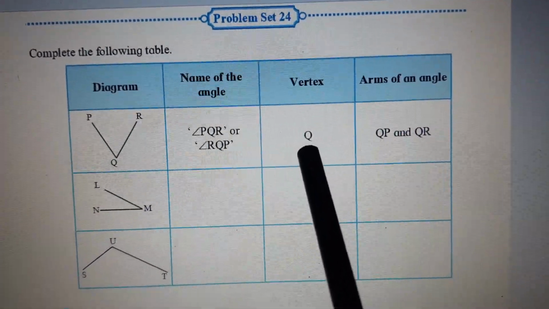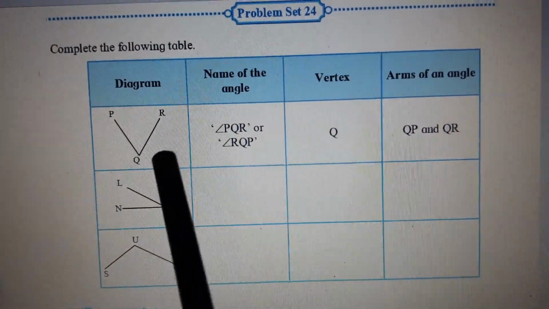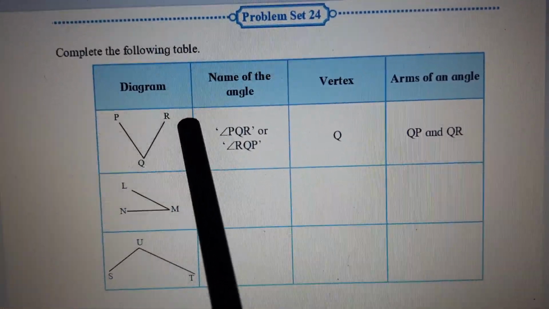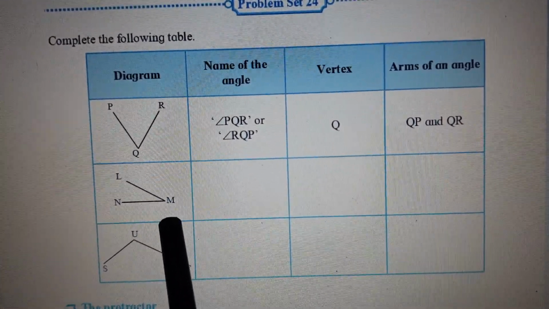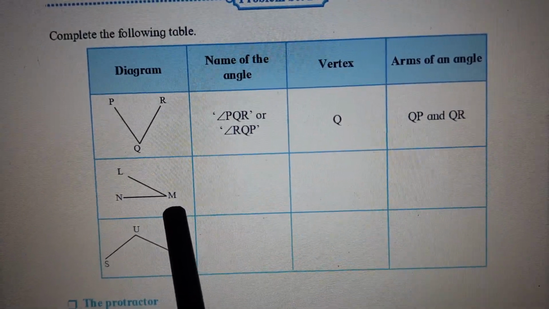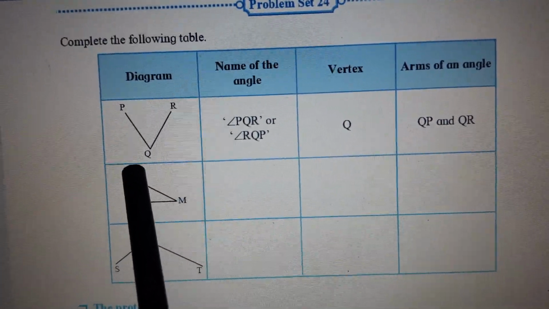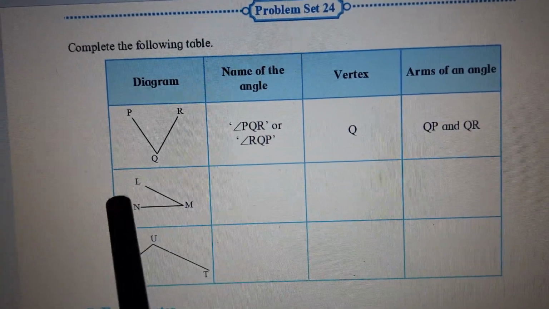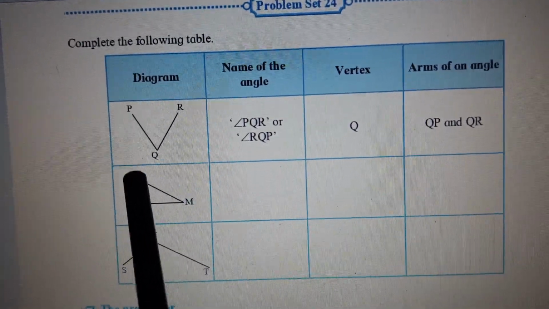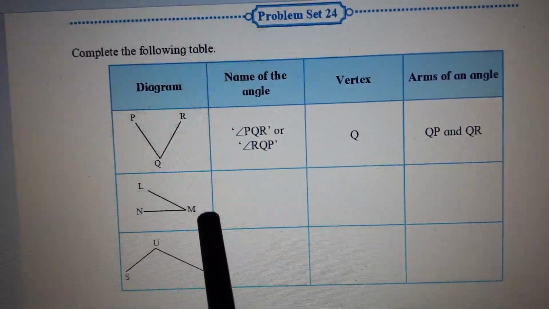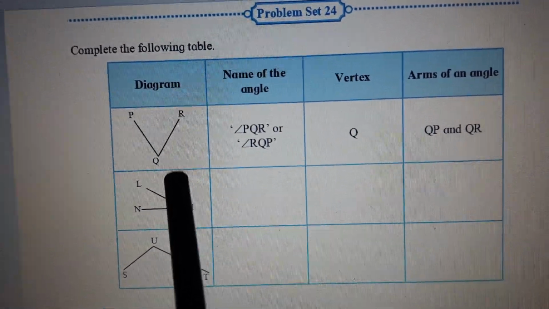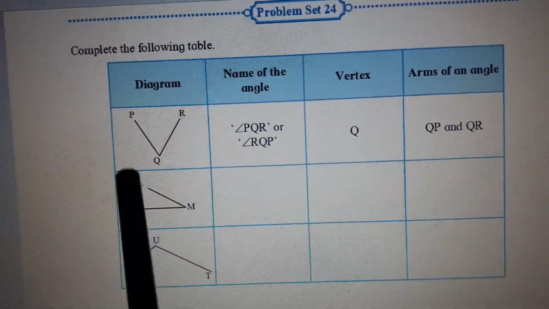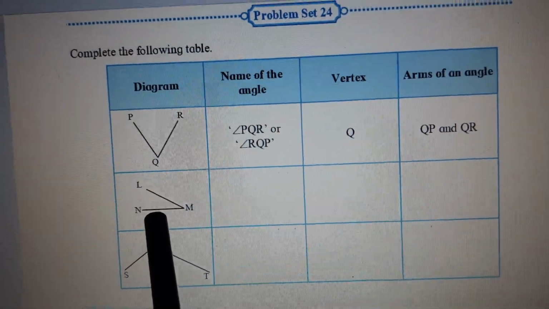Vertex Q. Arms of an angle QP and QR. So in this figure it will be... Yes, that's right. Angle LMN or angle NML. Vertex M. Arms ML and MN.